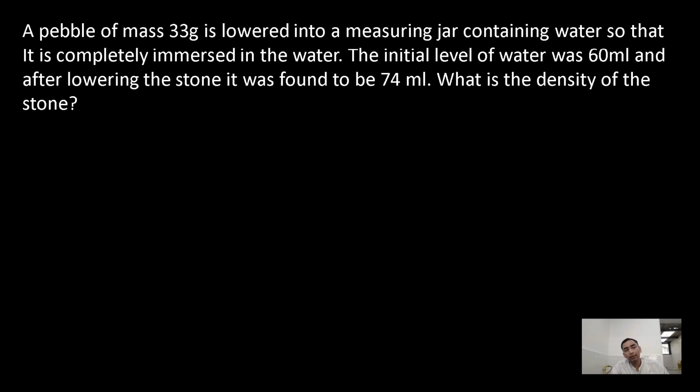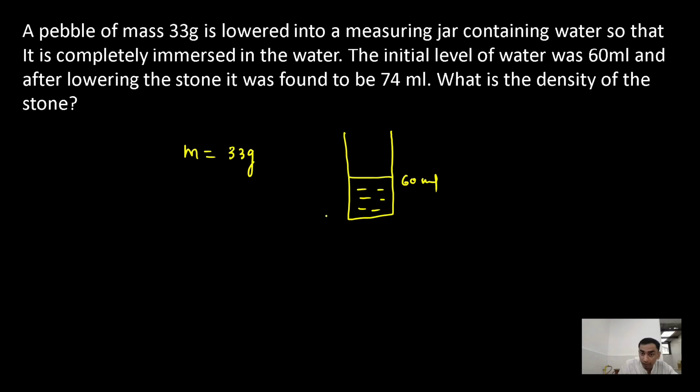Now, let's solve a numerical. This numerical says that there is a pebble, and this pebble has, say for example, a mass of 33 grams. Pebble means a small stone, you can consider something like that, right? And there was water already inside till 60 ml. Now, the moment you put the stone inside, the water level rises and becomes 74 ml. So I should say final volume 74 ml and initial volume is 60 ml.